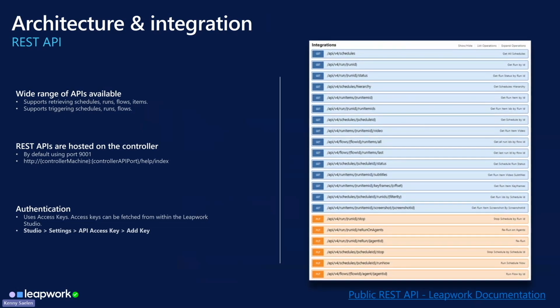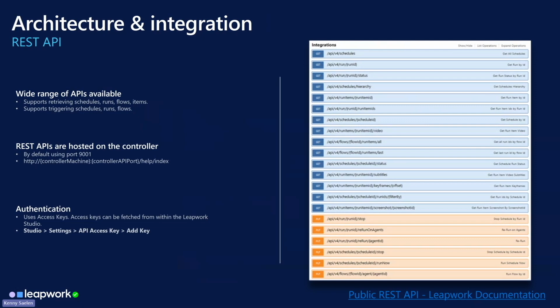This REST API provides a wide range of APIs. As you can see on the right side, there are endpoints to get everything you desire from the Leapwork part. So for example, if you want to get a status of an execution of a run, then you can do that by getting the status there, right? We can get schedules, we can run items, so that's all available.